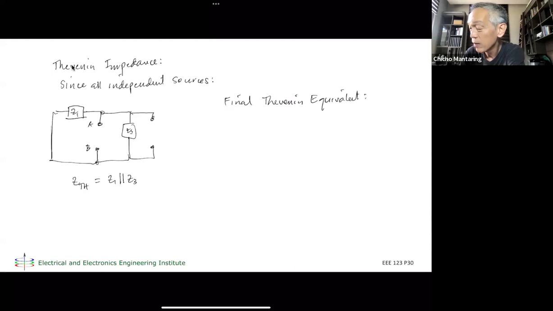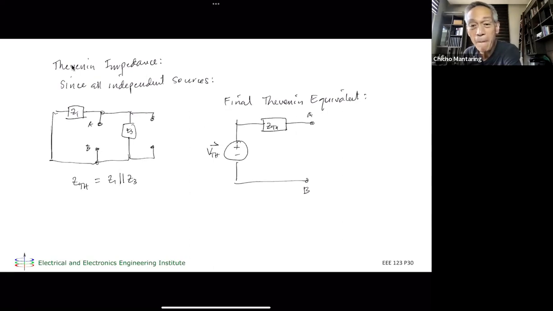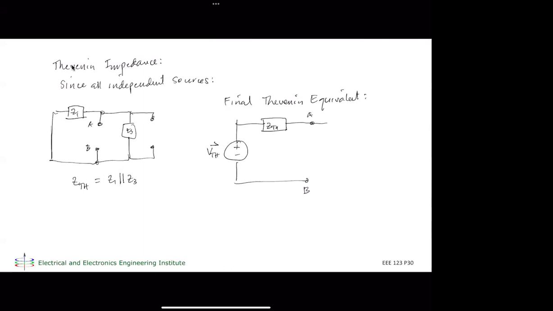okay, I have my VTH, I have my ZTH, and then now this is my A and B. So what is my last step? What will be my last step? Since you've been answering a while, Albert, what is the last step? Put back the impedance and compute for the IX.